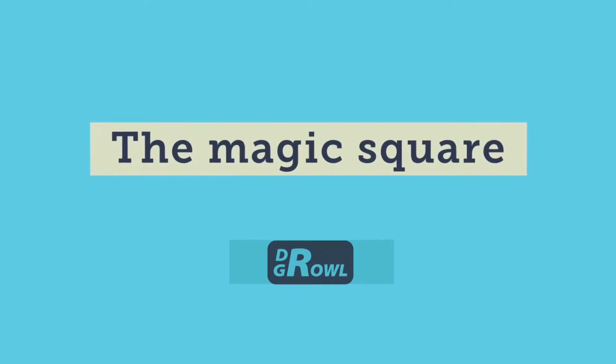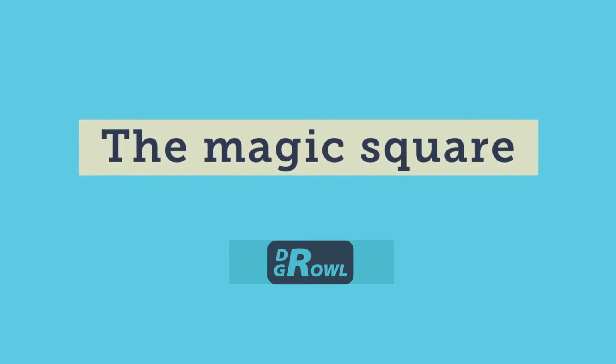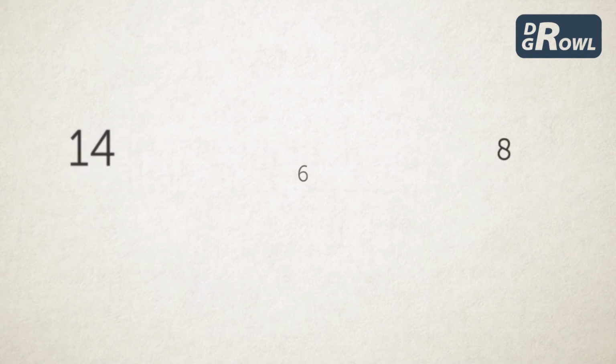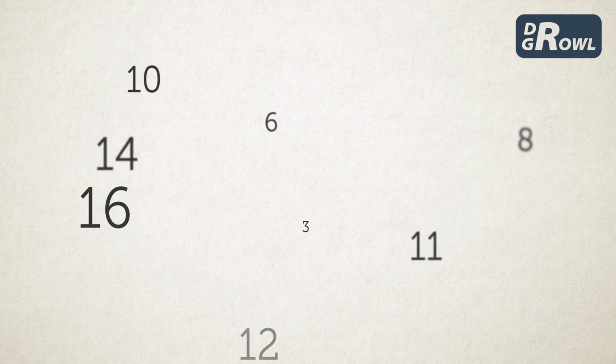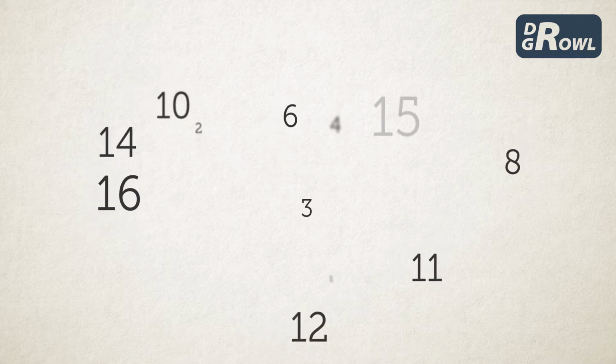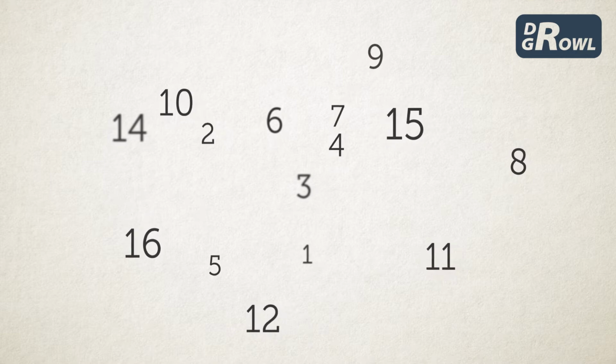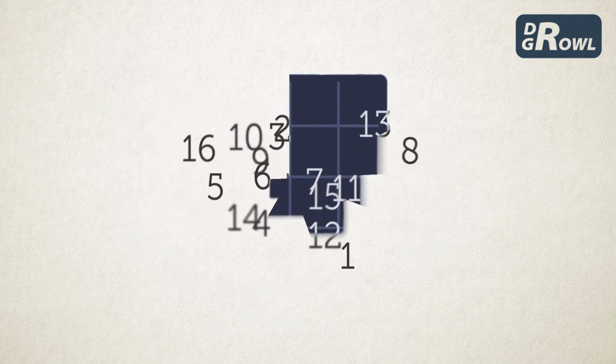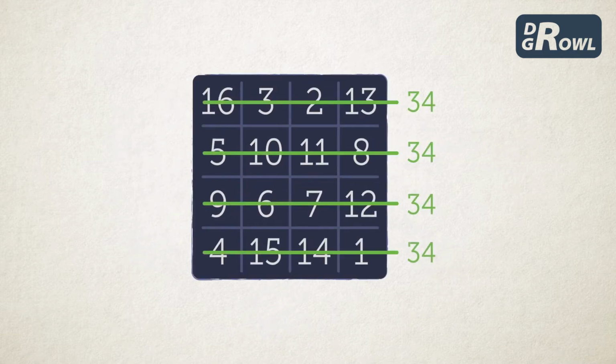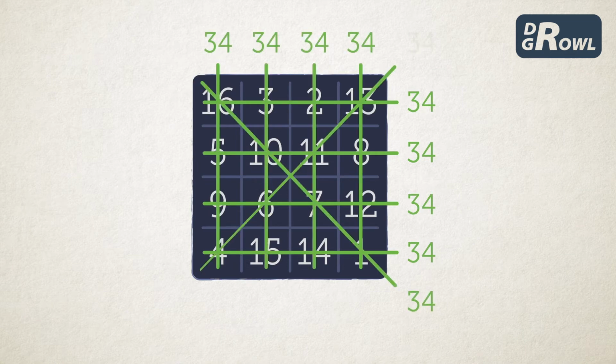The magic square. A magic square is a set of numbers arranged according to an interesting rule. It is a square grid filled with natural numbers, such that the sum of the numbers in any row, column, or diagonal is the same.